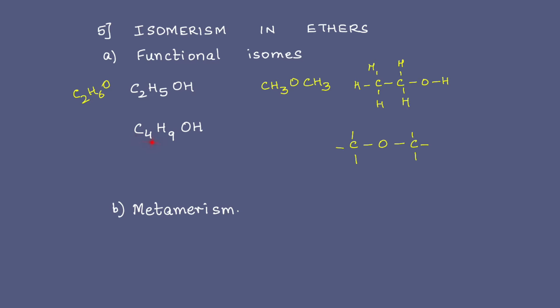Try drawing the functional isomers of C4H9OH. Go ahead. So basically you have to form an ether with this number of carbon, hydrogen and oxygen atoms. How are you going to do it? Give it a try.